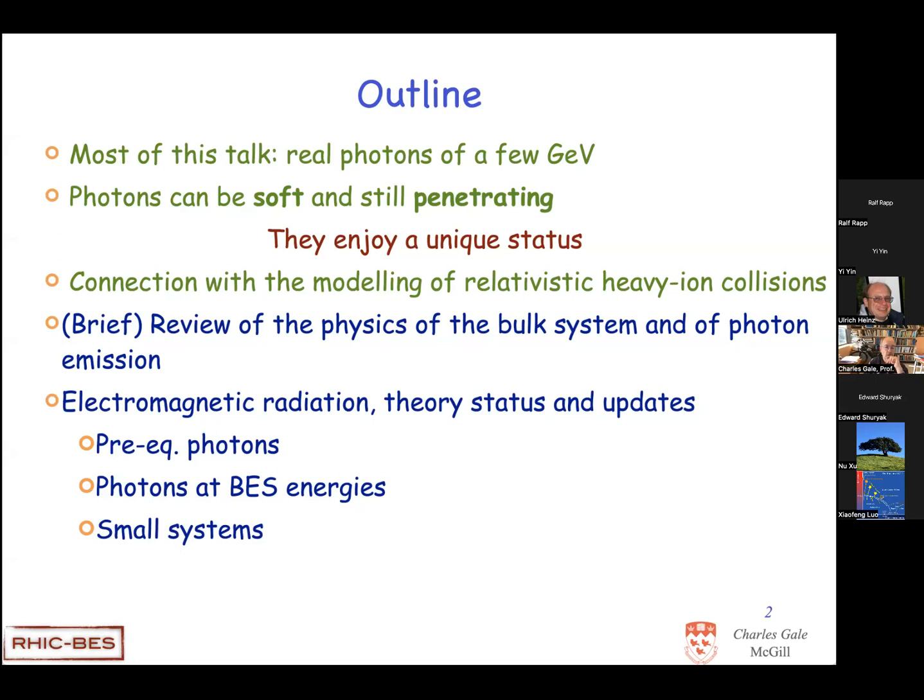So I'll give you a brief review of the physics involved. I'll talk about real photons. I'll try and put some emphasis on the pre-equilibrium nature of the reaction and how the photons will tell us about that. So that's a relatively new development in our field, I would argue, time-wise. Maybe in line with the topic of this series, I'll say some words about how photons can be extremely useful at lower energies and how photons can be useful in small systems.